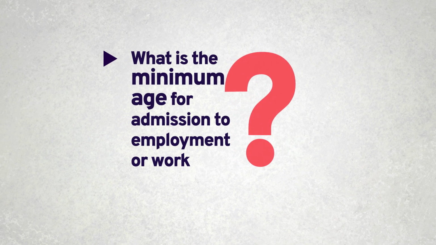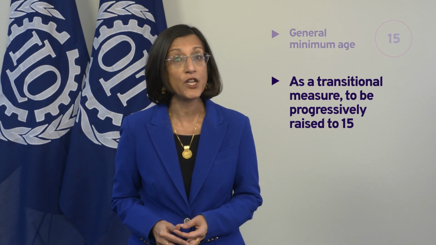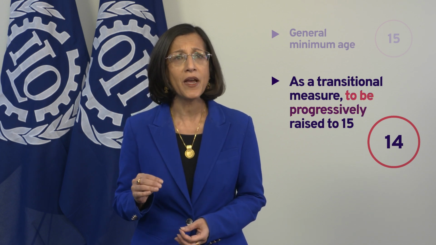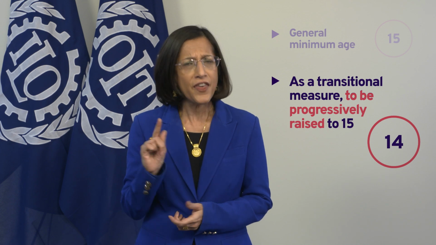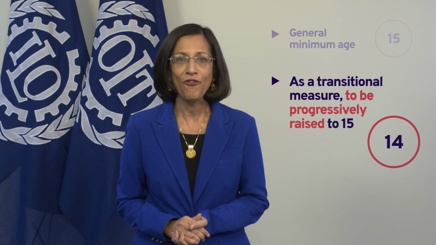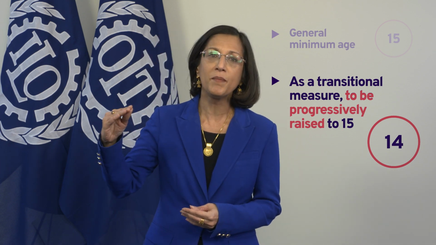What does the convention require in terms of minimum age for admission to employment or work? Convention 138 requires countries to establish a minimum age for entry into work or employment, which is generally 15 years. Now, developing countries have the option of setting a minimum age of 14 as a transitional measure as they strengthen their education system and economies. This is one of the convention's many flexible provisions. The objective, however, is to progressively raise the minimum age to 15 or 16.